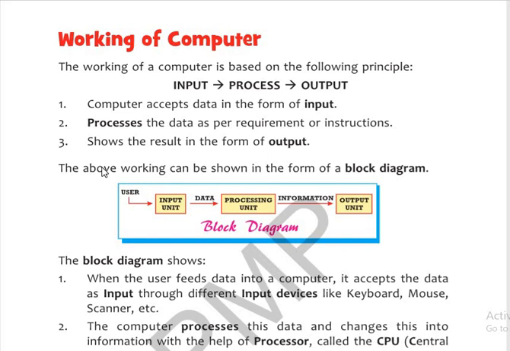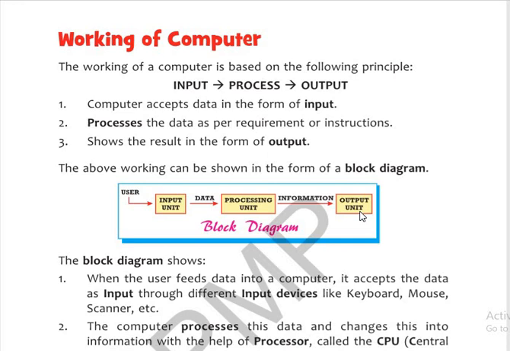So you can see the block diagram: the user gives some input, that input is taken as data, and that data is processed in the processing unit. After processing, the information is generated, and that information is given in the output unit.